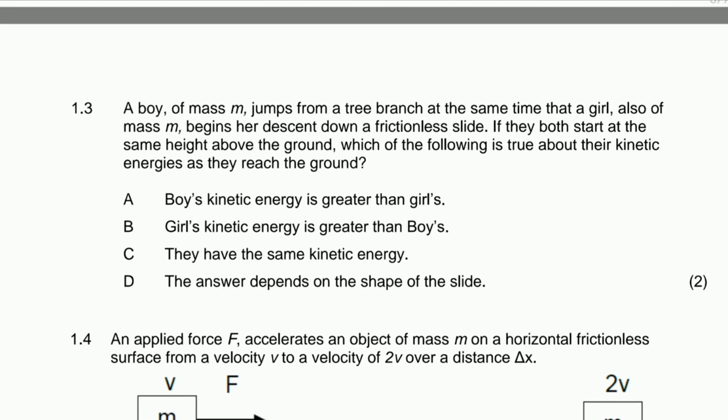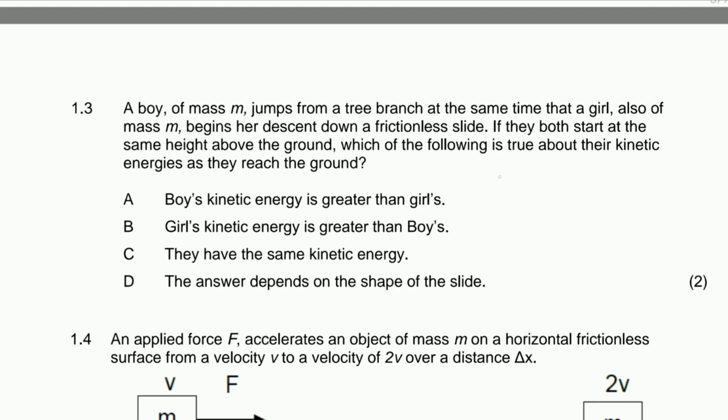A boy of mass M jumped from a tree branch at the same time that a girl, also of mass M, begins her descent down a frictionless slide. So the girl moved through a slide and the boy jumped from a tree. That is important to know. She begins her descent on a frictionless slide. There is no friction in the slide. If they start at the same height above the ground, which one of the following is true about the kinetic energies as they reach the ground?